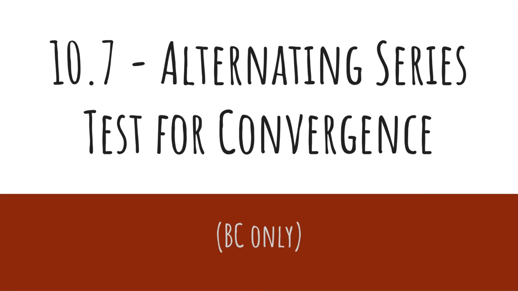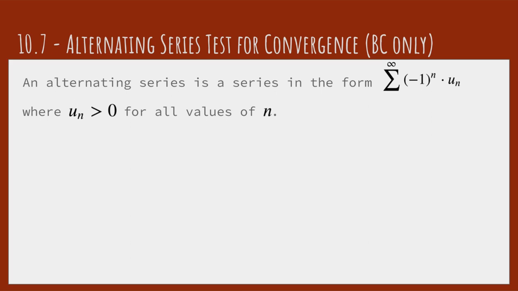I want to take a look at another test that we can use to see if a series converges, and that's called the alternating series test. So, like some of the other tests we've seen, this alternating series test works on a very specific type of series. It's going to be kind of like a geometric series, where it only works if it's a geometric series. This one's only going to work if a series is an alternating series.